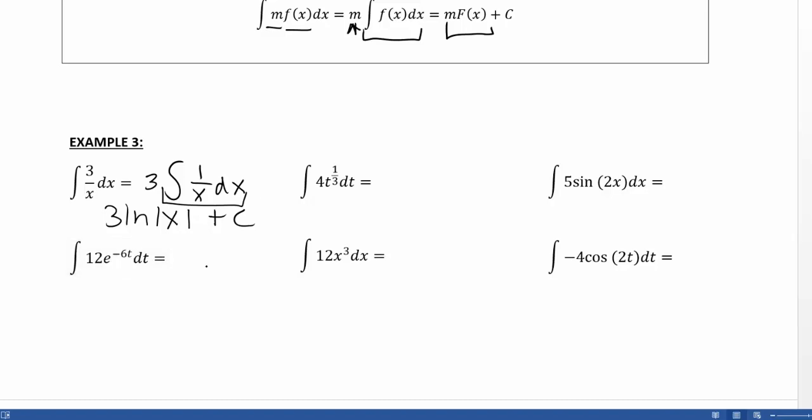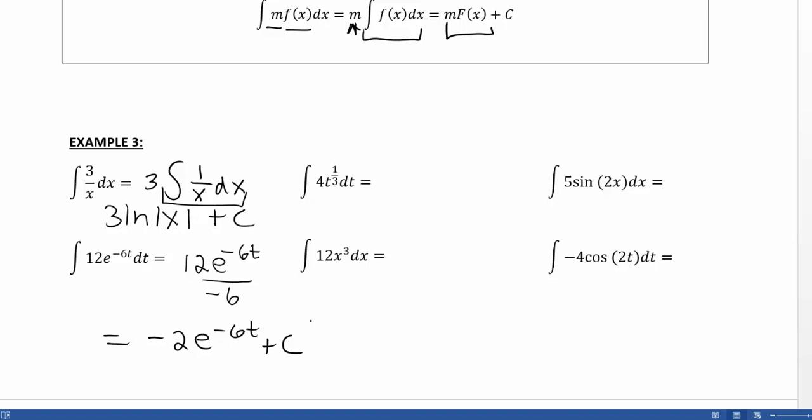So here we have 12e to the negative 6t. So I know from my constant multiple rule that the 12 is going to carry along. And I know from my formula list that I'm going to get the same thing back divided by the number that's in the power. So here, I get the same thing back divided by negative 6. If I want to simplify this, I have 12 divided by negative 6. That's going to give me negative 2e to the negative 6t plus c. So that constant multiplied our antiderivative, but then we were able to simplify it a little bit because of the number that came out of the power.